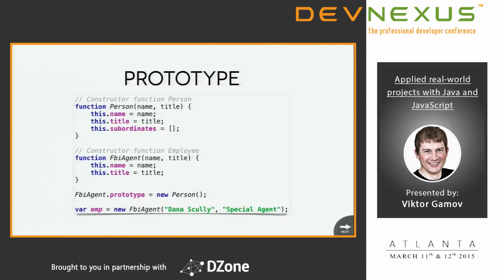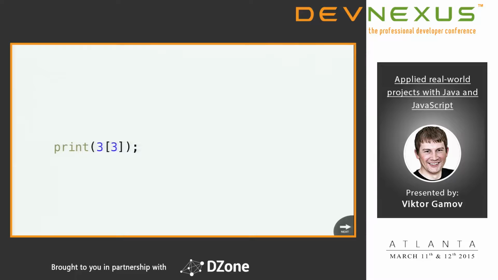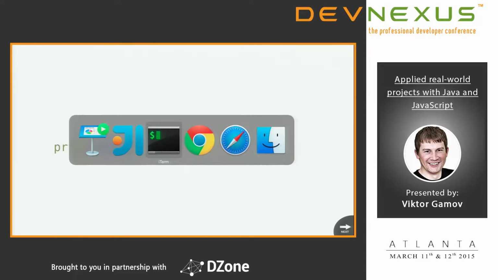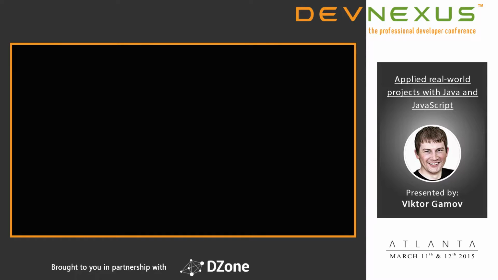Here's a prototype example for this, and as you can see, one object can have multiple properties. For another object, we can assign the person object as the prototype of the FBI agent object. So here's a trick for you. Who knows what this piece of code prints? Any idea? Any crazy idea that can come up? Yeah, it's correct. And to actually prove it, I will show you a very nice tool that came with JDK8.